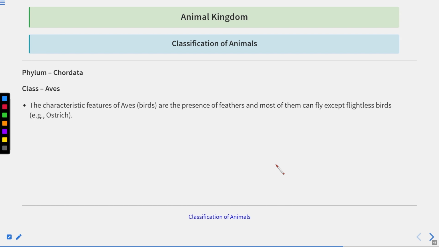Now, the next phylum is the Aves, means birds. The characteristic feature of the Aves, the birds, is the presence of feathers, and most of them can fly except some of the flightless birds like the ostrich. They are quite big. Okay. Kiwi is another example that does not fly. But all the birds have feathers on their body surface. Thus, the presence of feathers is one of the very unique features of the Aves.